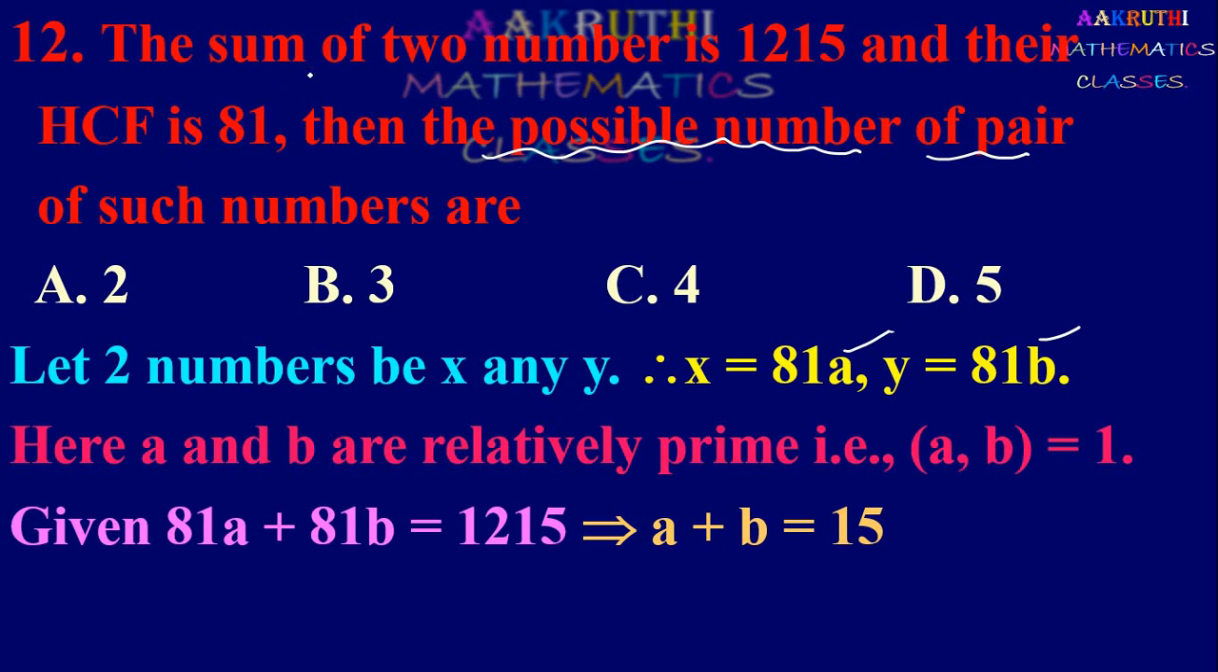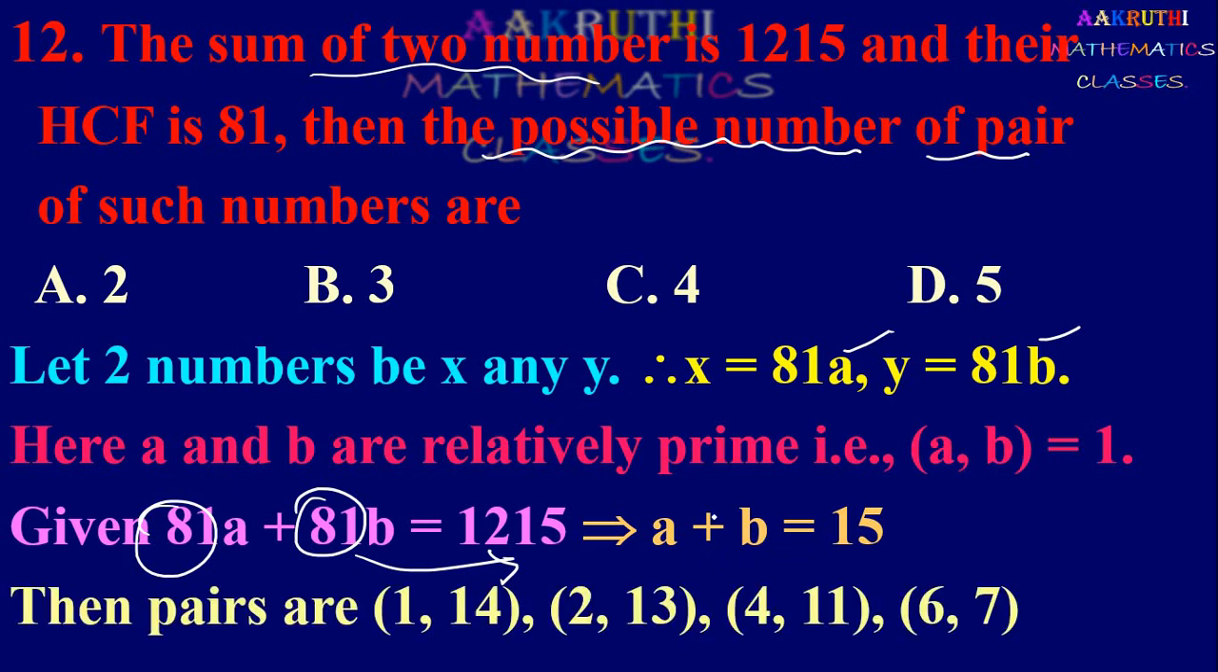So then it is given the sum of two numbers is 1215. So therefore we can write 81a plus 81b, that is x plus y, equal to 1215. And here 81 is common, so we can take 81 common outside and we can divide 81 to this side. So we get 1215 divided by 81 equal to a plus b, which implies a plus b equal to 15. So we get a plus b equal to 15.